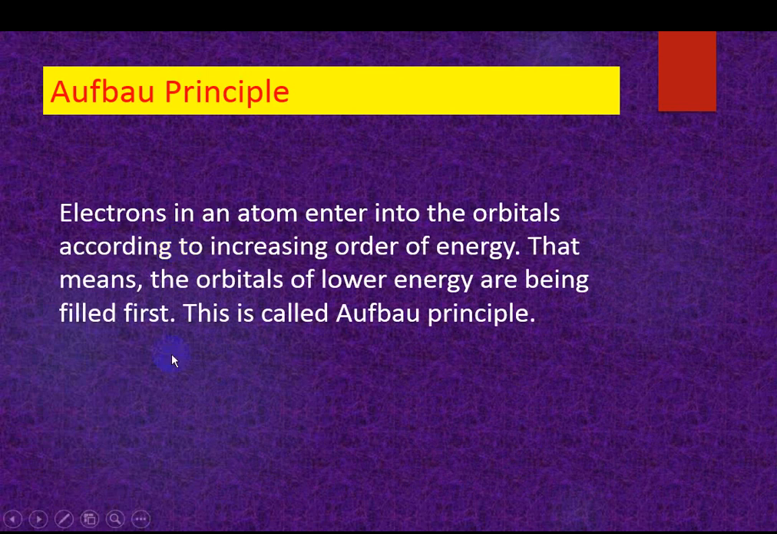Okay, Aufbau principle. Electrons in an atom enter the orbitals according to increasing order of energy. That means the orbitals of lower energy are filled first. This is called the Aufbau principle. Have you understood the Aufbau principle? Electrons enter the orbitals according to increasing order of energy. That means lower energy orbitals are filled first, then higher energy.